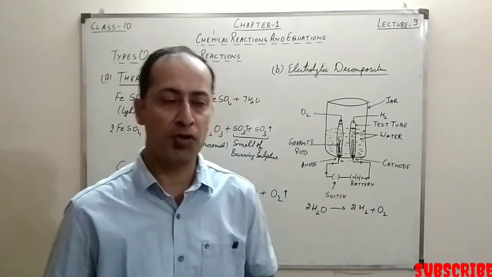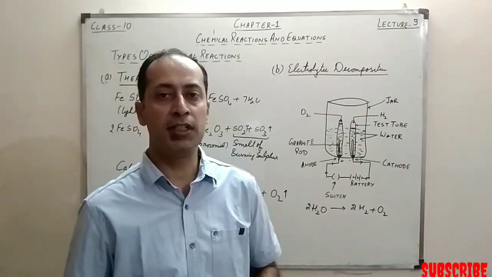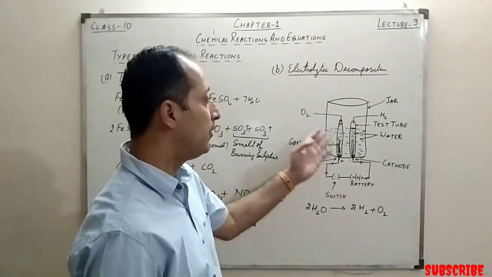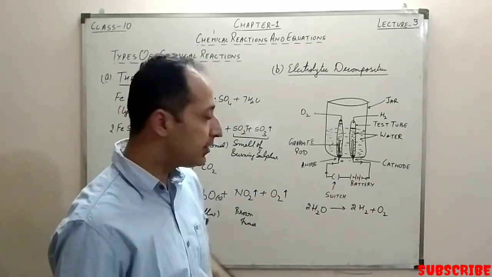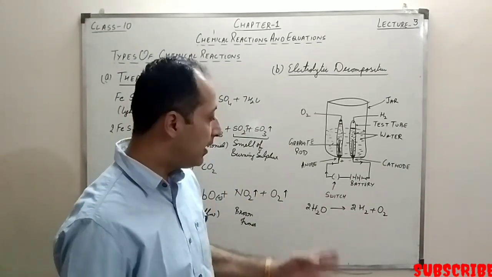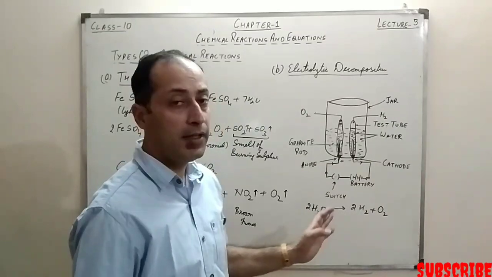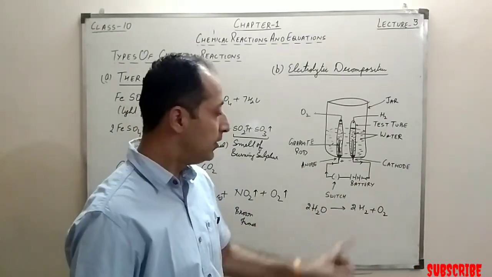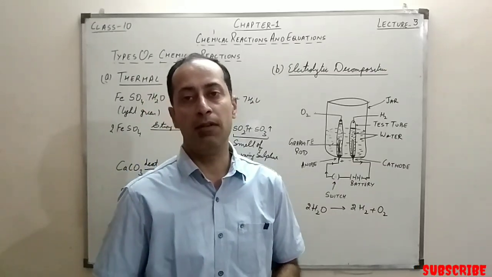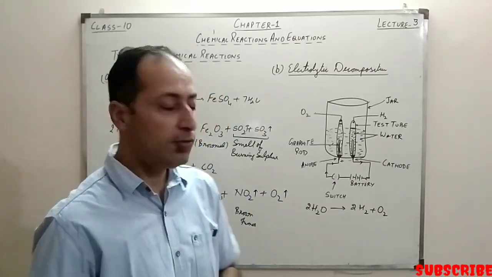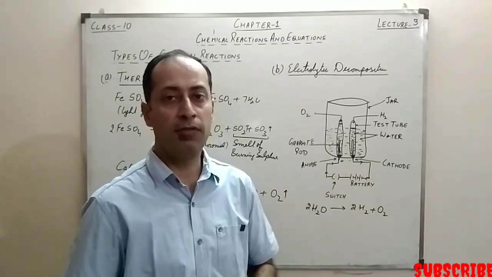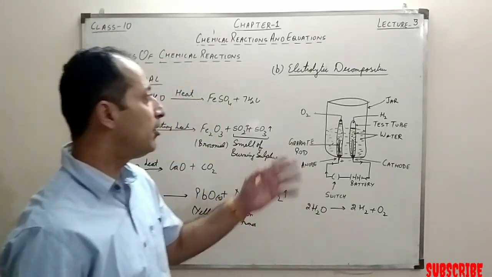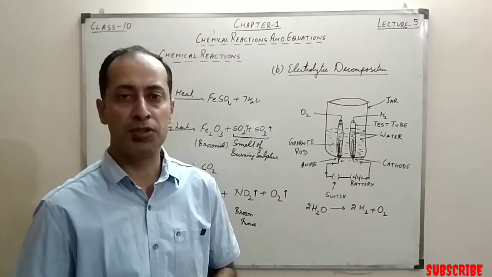Now there is one more question: why is the volume of hydrogen collected in a test tube double the volume of oxygen? It's very simple. We can see from the reaction that whenever two molecules of water break down, it forms two molecules of hydrogen and one molecule of oxygen. That is why the volume of hydrogen formed is double the volume of oxygen. So this was all about the electrolytic decomposition of water.